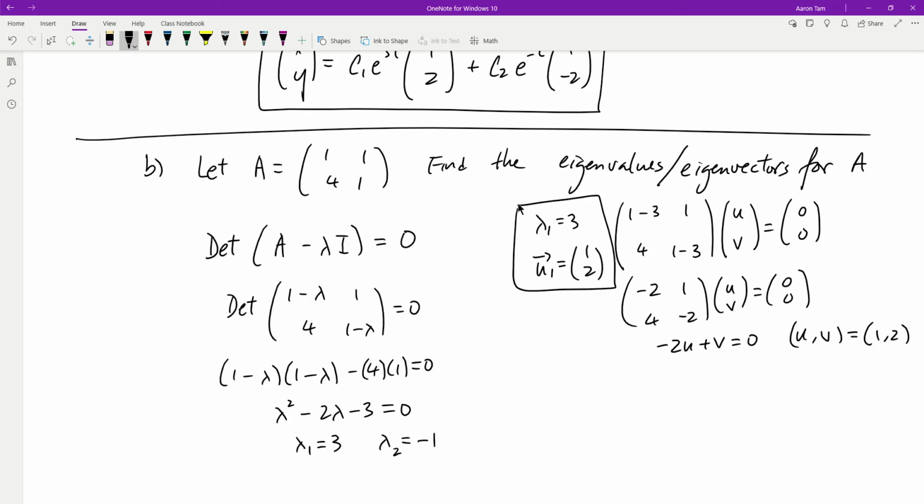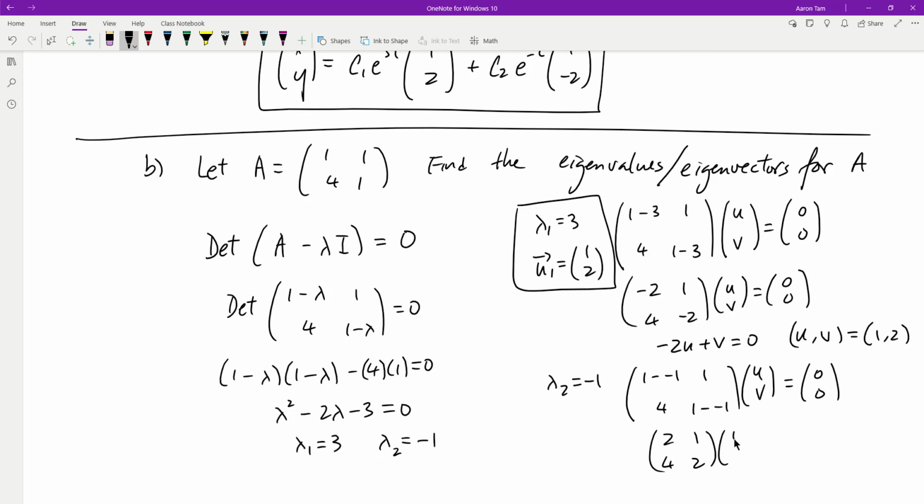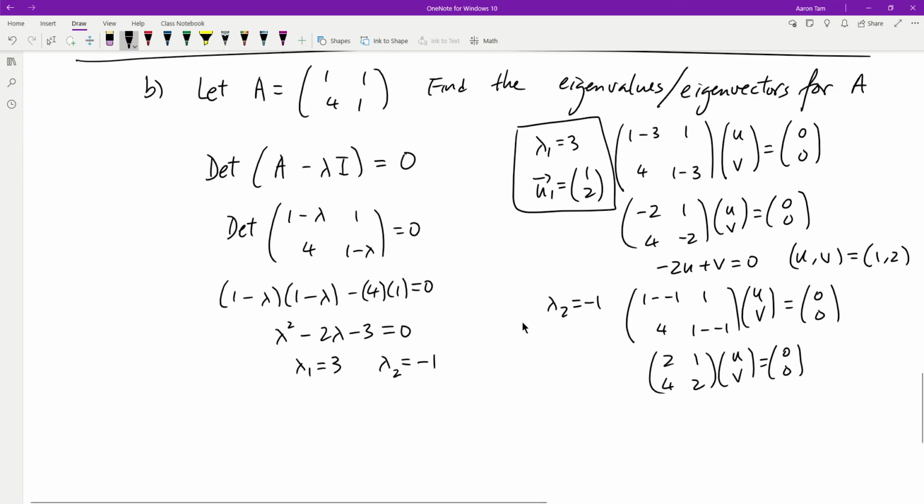At this point, I would strongly recommend that you pause the video and try to find the second eigenvector on your own. I'm going to continue, but you really should try to do that on your own. So 1 minus negative 1, 1, 4, 1 minus negative 1 times u v equal to 0, 0. Therefore it's 2, 1, 4, 2 times u v equal to 0, 0. That results in the equation 2u plus v equal to 0. Therefore, you can say that u v must be 1, negative 2, because if you plug 1, negative 2 into u and v, it will satisfy the equation.